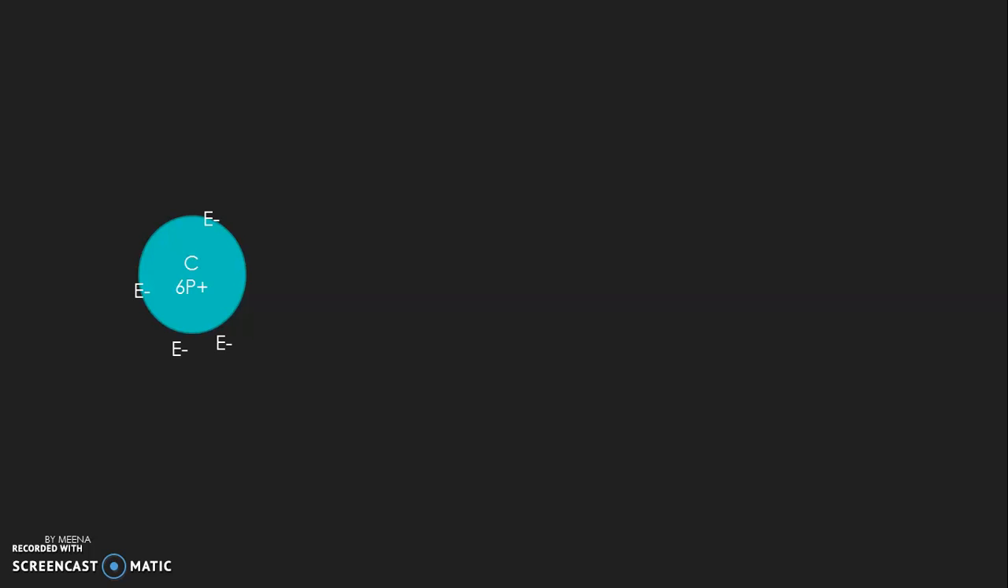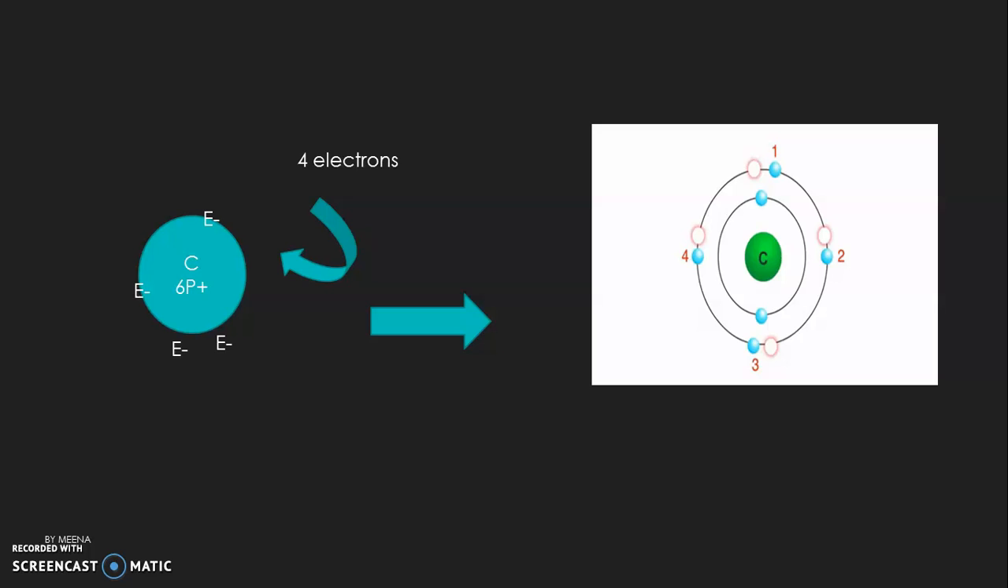We know that the outermost shell contains 4 electrons and there are 6 protons because the atomic number is 6. Now if carbon gains 4 more electrons to satisfy the octet structure, that is 2, 8 will be the structure. If it gains, what happens? The 6 protons cannot hold 10 electrons. So the C4 minus anion cannot be formed.